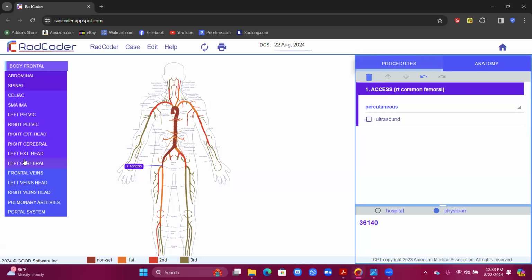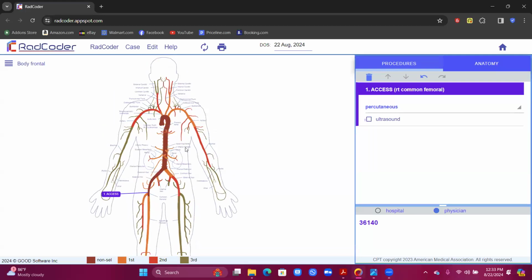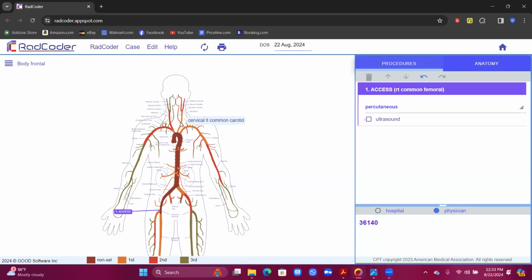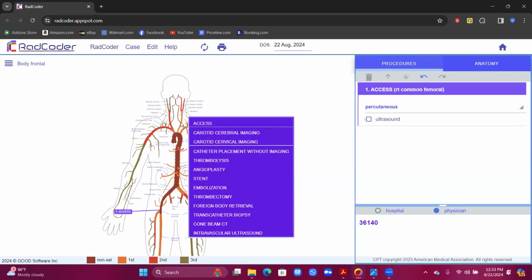So let's do some imaging. Well, we'll just zoom in here. We'll do some imaging of the common carotid. So we're going to right click on the common carotid. And then we have the ability to select carotid cervical imaging when it's only of the carotids. We also have the ability to select carotid cerebral imaging when the internal carotids are being studied from the contrast injection. So for right now, I'm going to select carotid cervical imaging.